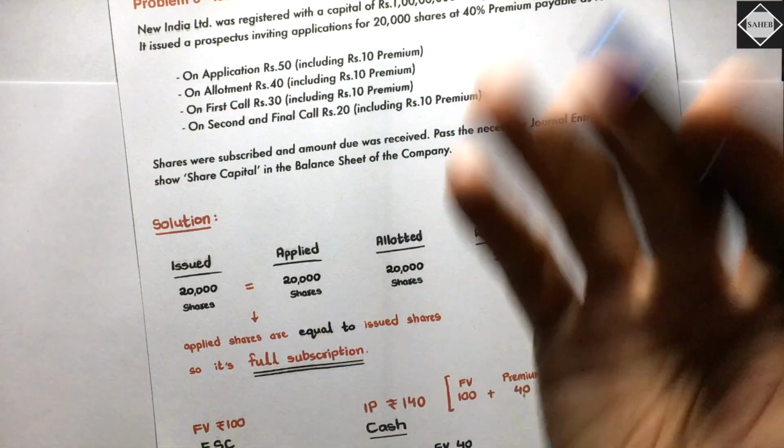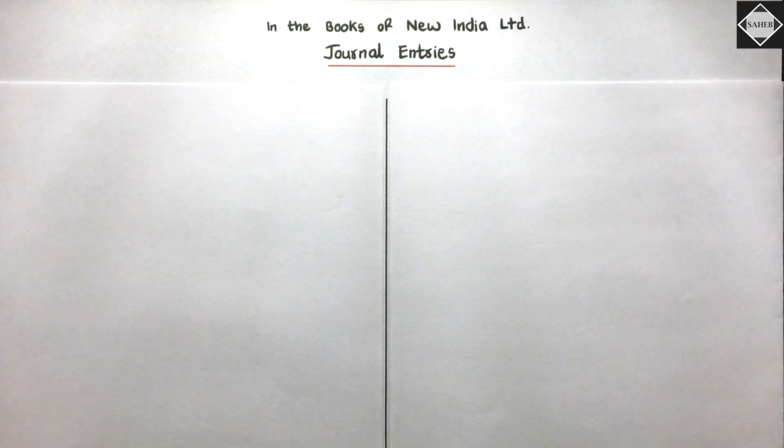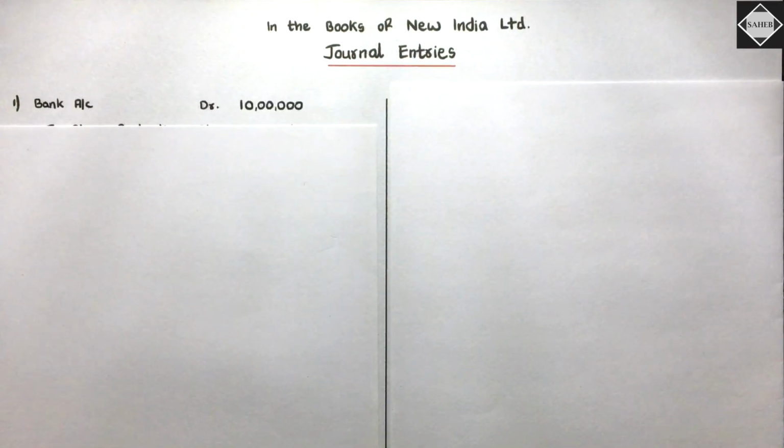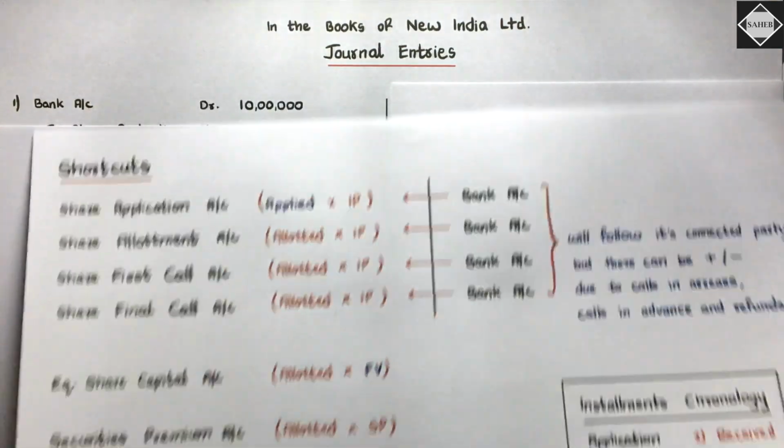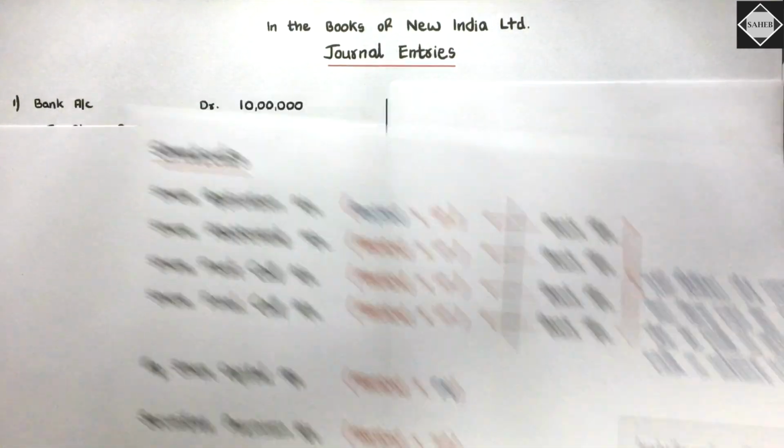Along with the application, we also got the money. Money also came into the company. So we have to record this transaction first. You all know, bank account debit. How much? 10 lakh. See, it's really simple. The 10 lakh is really easy. What is the shortcut of share application? The shortcut of share application is applied shares into issue price, application part.